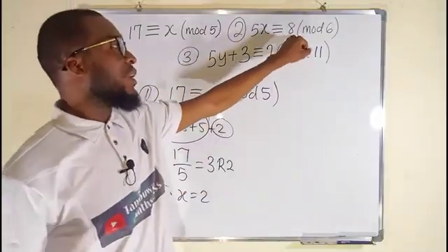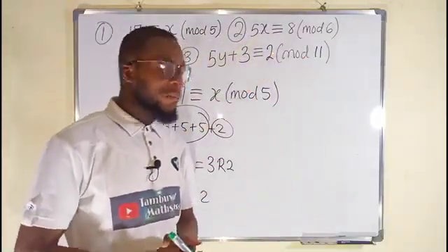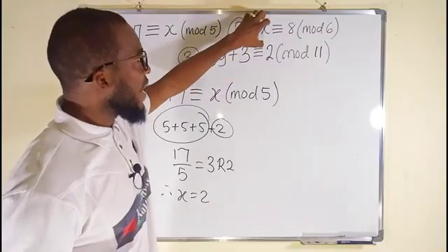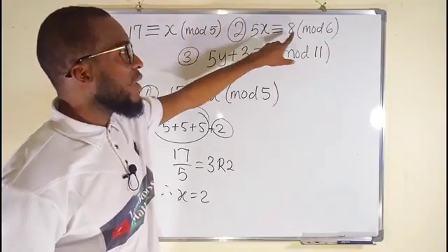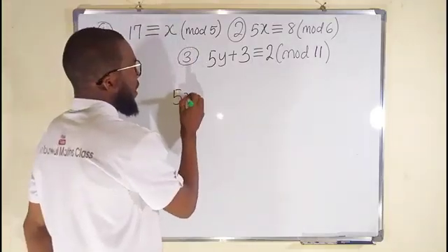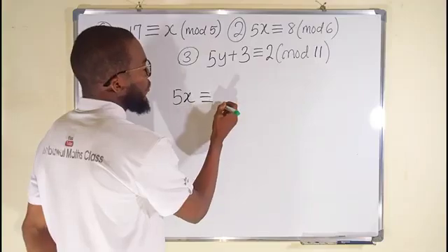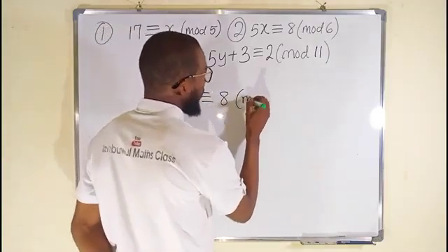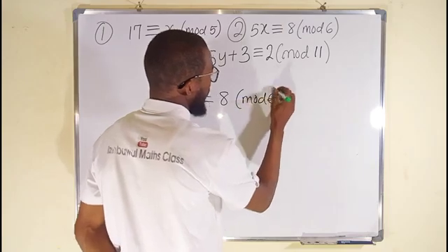This time around, this 8 is our remainder. So how many bundles of 6 are there in such a way that the remainder will be 8? So we have that 5x is equivalent to 8, but in mod 6.